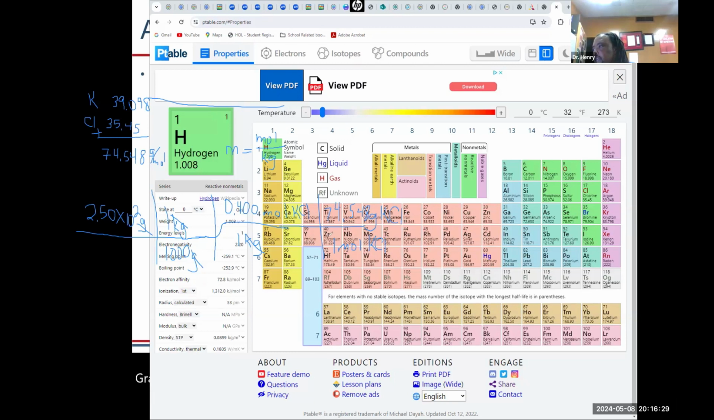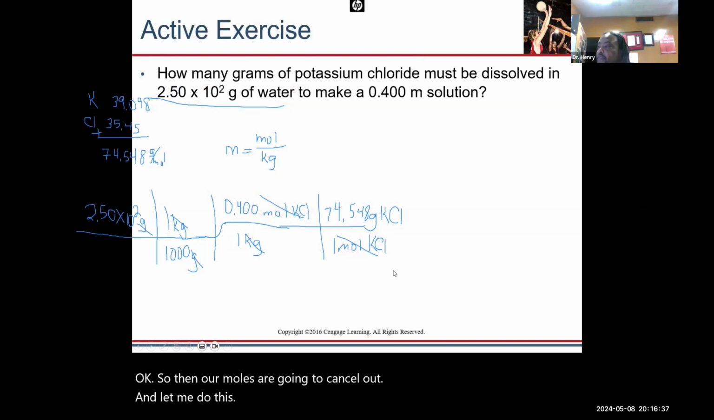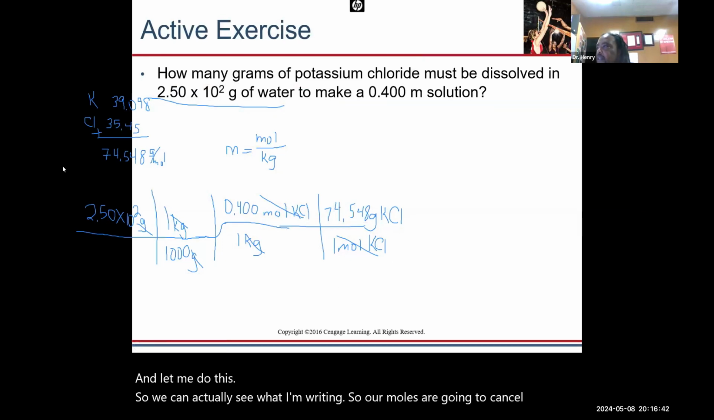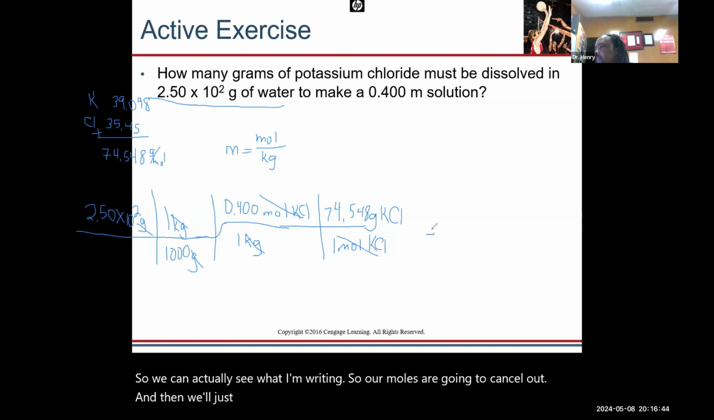Okay, so then our moles are going to cancel out, so we can actually see what I'm writing. Our moles are going to cancel out, and then we'll just multiply and get our answer.